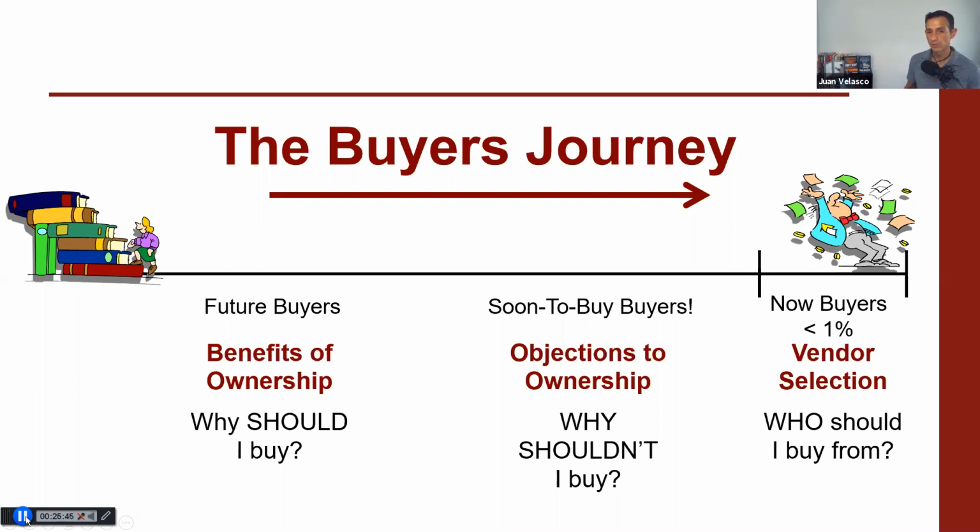So we need to craft our message and have our process where we walk them over from future buyers to soon-to-buy buyers and then now buyers. And that's the important part to understand: if we just market to the 1% of the buyers, we're missing 99% of the prospects out there. And how do we do that? It's information. Information is the quickest, and to be honest with you, the easiest way to bring someone from a future buyer all the way to a now buyer.